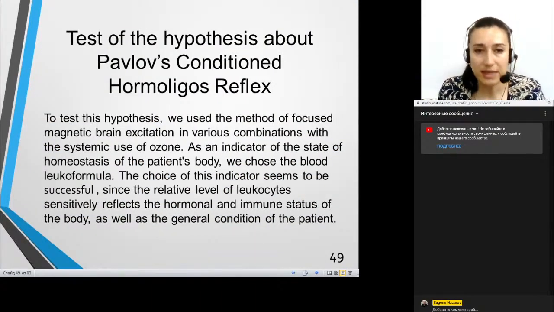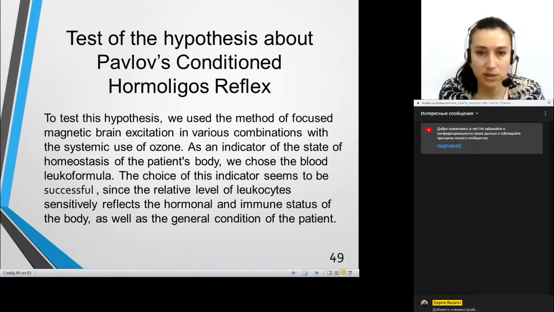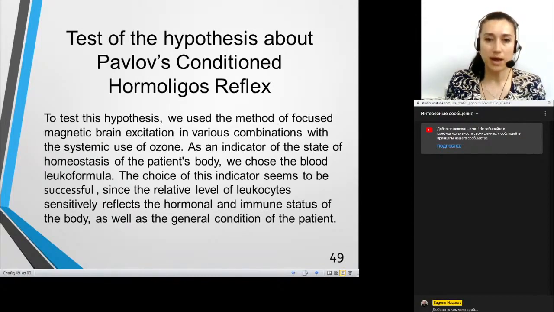So, to test this hypothesis, we use the methods of focused magnetic brain excitation in various combinations with the systemic use of ozone. As an indicator of the state of homeostasis of the patient's body, we choose blood leukoformula. The choice of this indicator seems to be much more successful, since the relative level of leukocytes sensitively reflects the hormonal and immune status of the body as well as the general condition of the patient.